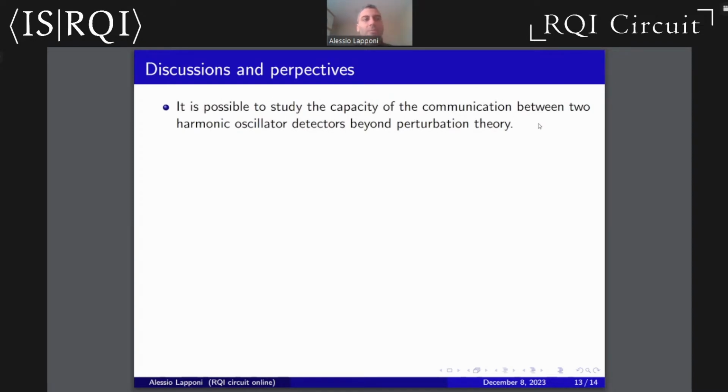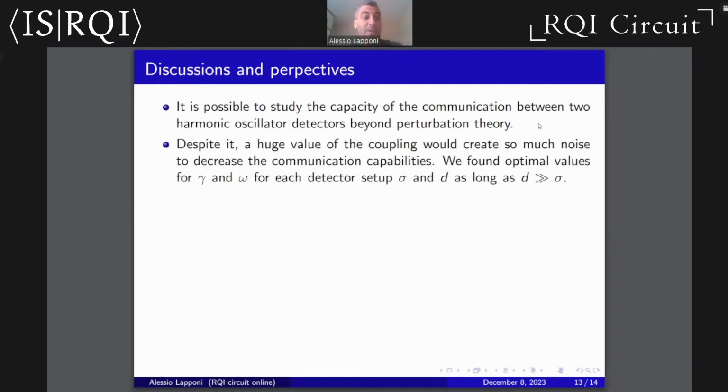communication. So let me conclude by discussing something and raising some open questions. Basically, the first thing is that it is possible to study the capacity of the communication between two harmonic oscillator detectors even beyond perturbation theory. Because, as I said, in the overdamped case, we can choose a coupling arbitrarily high and we get exact solutions for the capacity. However, a huge value of the coupling is not the one we want. It's not the one which optimizes the classical capacity. Unfortunately or luckily, to optimize the capacity, we need a finite value for the coupling. And I found this value, as well as the optimizing frequency for the detector, so optimal coupling and energy gap for a plethora of detector setups.